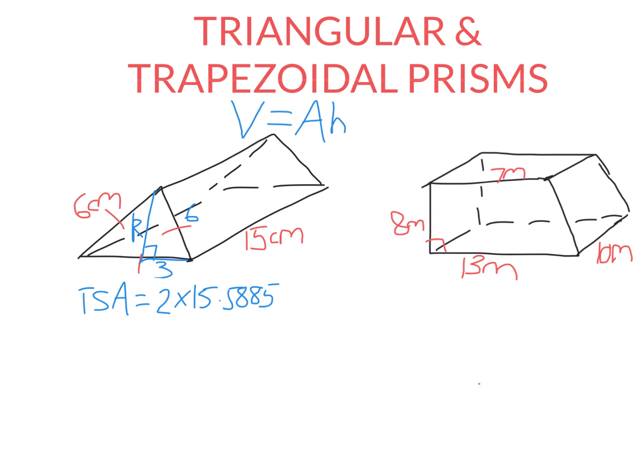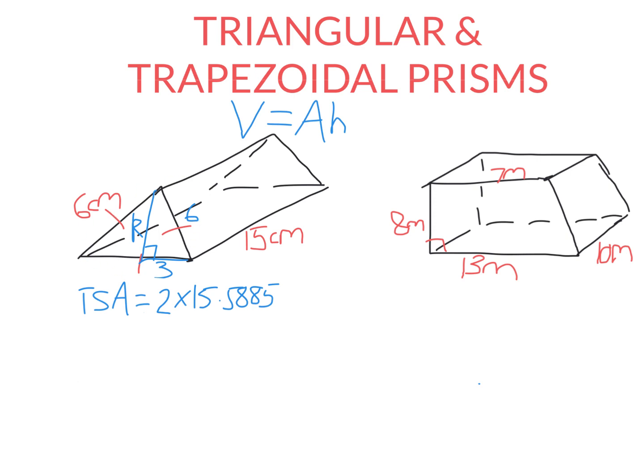In addition to the 2 triangles, a triangular prism also has 3 rectangles. Now you have to be careful here. Sometimes those 3 rectangles will have the same area. Sometimes they'll all be different. Depends on the type of triangle you have here.